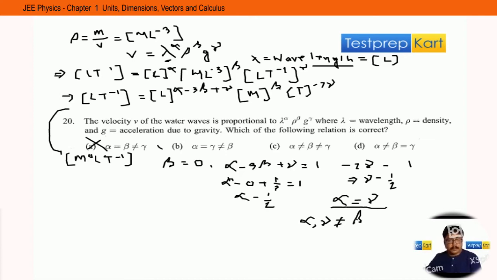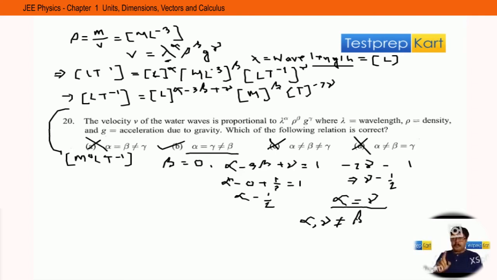This is correct. Number C. Alpha is not equals to beta is not equals to gamma. Is it correct? False. Number D. Alpha is not equals to beta. Correct. But beta is equals to gamma. This is not correct. This is also wrong. So the correct answer is B.